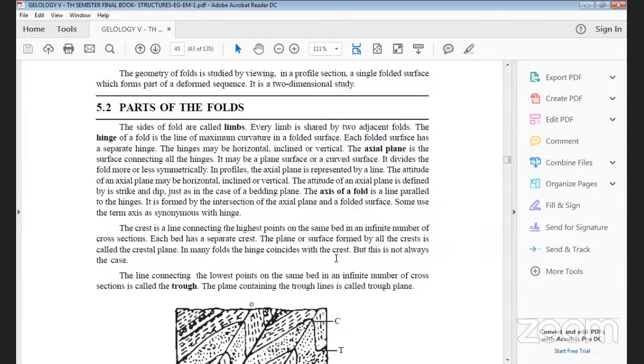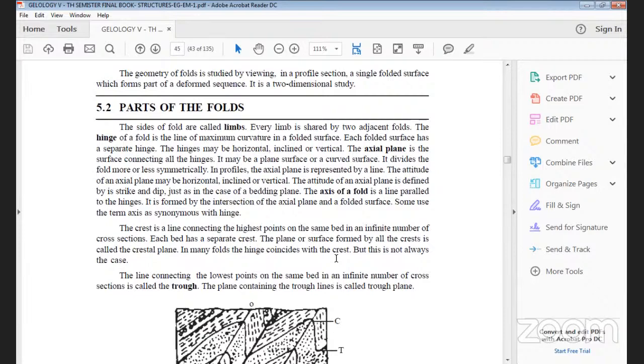And it divides the fold more or less symmetrically. In some profiles, the axial plane is represented by a line, and the attitude of an axial plane may be horizontal, inclined, or sometimes vertical also. That is the attitude of an axial plane, defined according to the strike and the dip. Then we see the axis of the fold. The axis of a fold is a line parallel to the hinges.